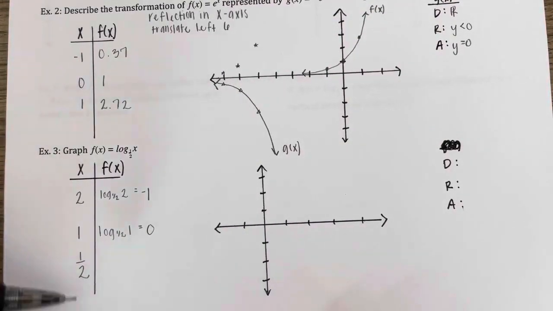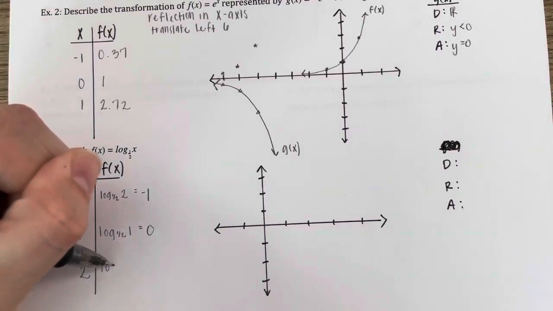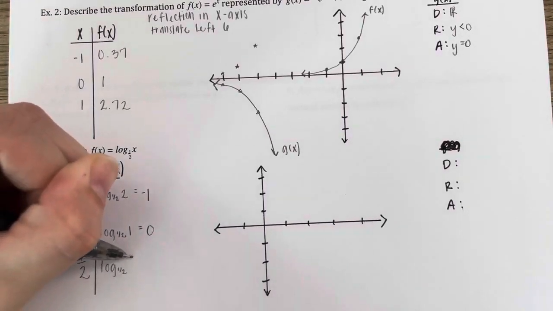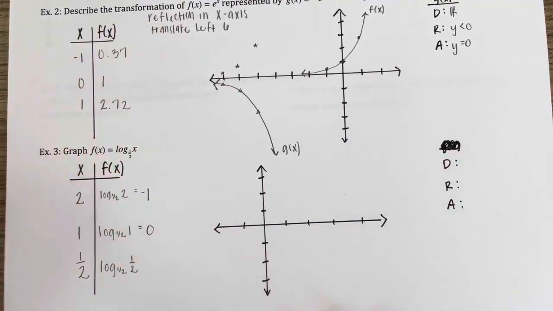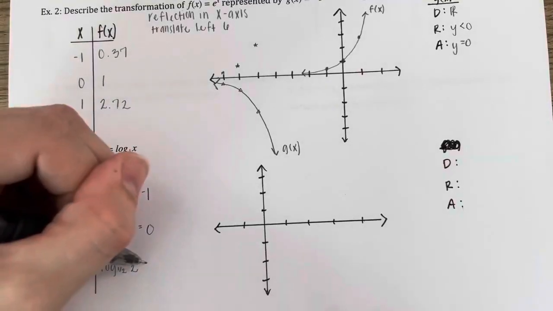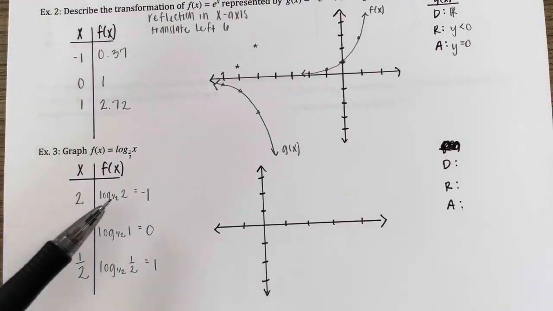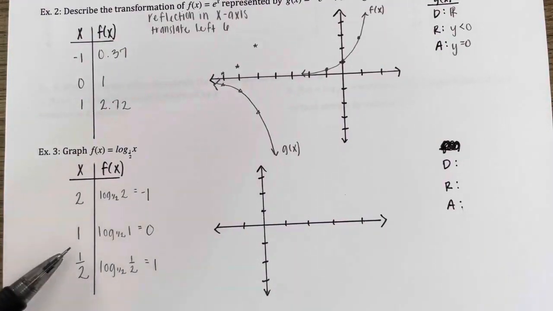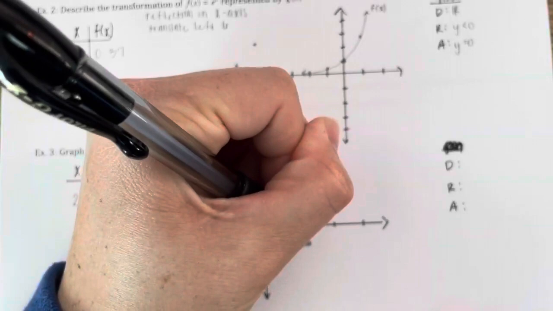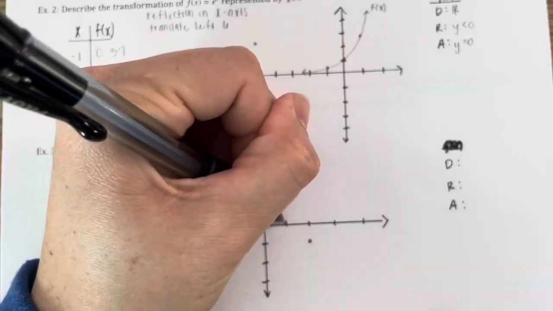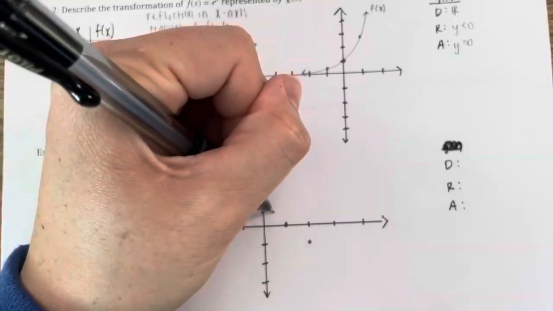And then when x equals 1/2, it becomes log base 1/2 of 1/2. It's saying 1/2 to what power equals 1/2? Well, 1/2 to the first power equals 1/2. So it's been consistent where with logs, if we plug in the reciprocal of the base, we get out -1. If we plug in 1, we get out 0. If we plug in the base, we get out 1. And we can graph those: (2, -1), (1, 0), and (1/2, 1).